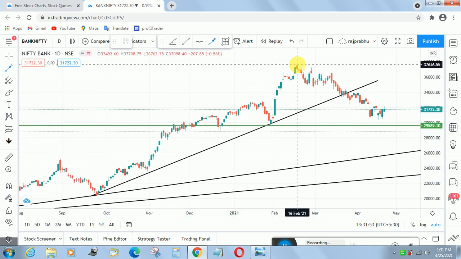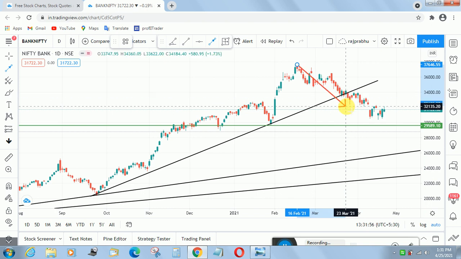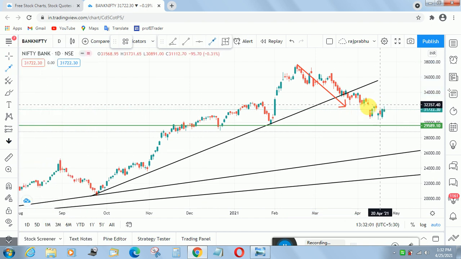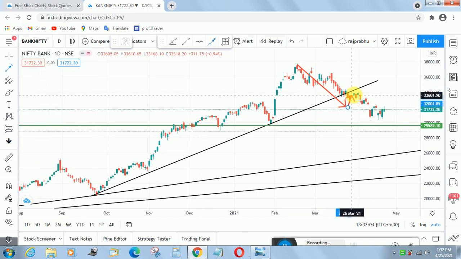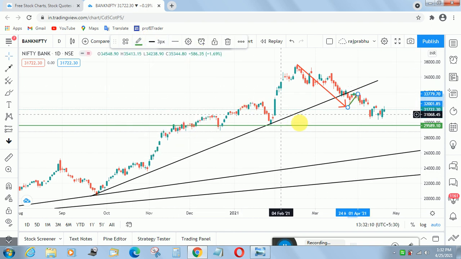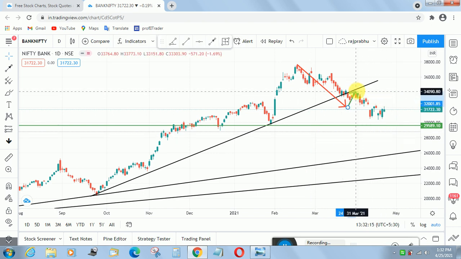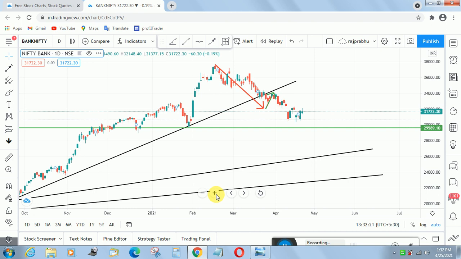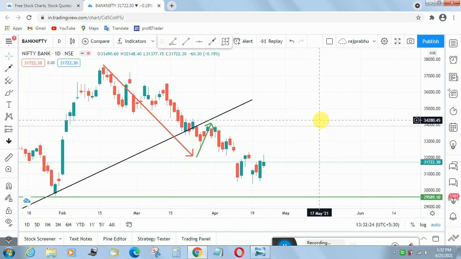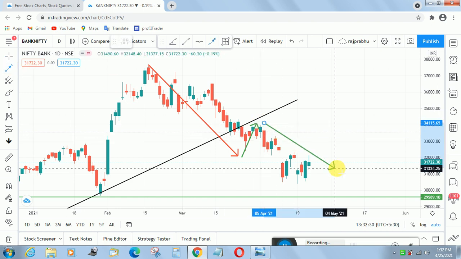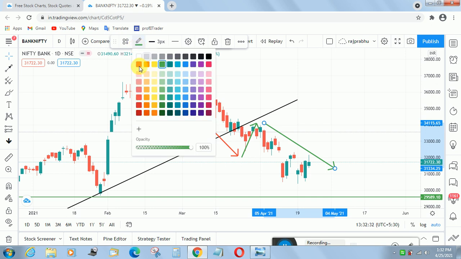The trend is a downtrend from here, and then it broke, and then it retested here. Okay, I am going to change this color to green. Okay, retested this trend. Okay, after it retested, and then the price goes downside.